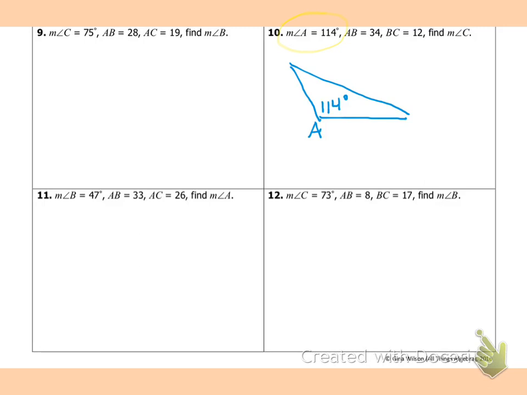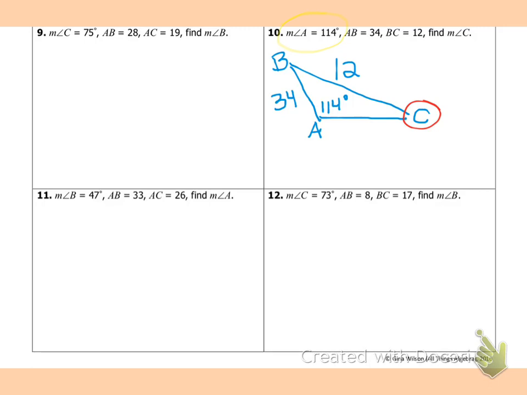And so when I pick the other vertices, A, B, and C, that means that the side AB, which is right next to the angle A, is 34 units long. BC, which is across from 114 degrees, is 12, and they want me to find angle C again. So I'm looking for this angle here, and this is the information that I have.